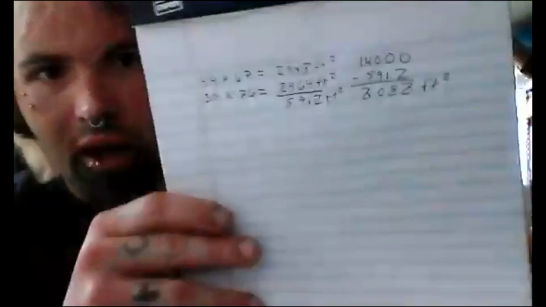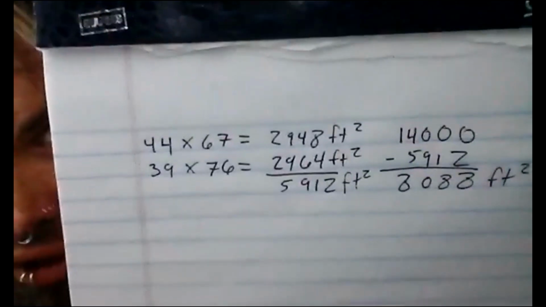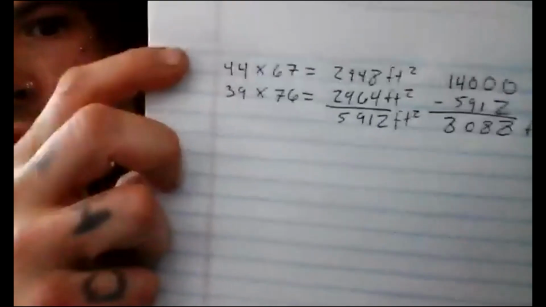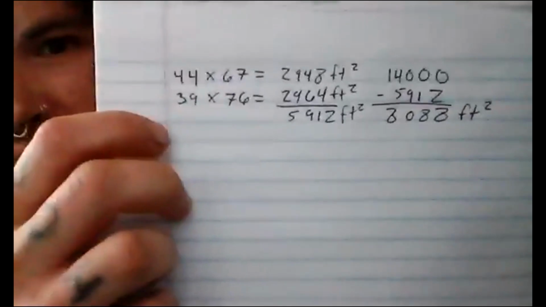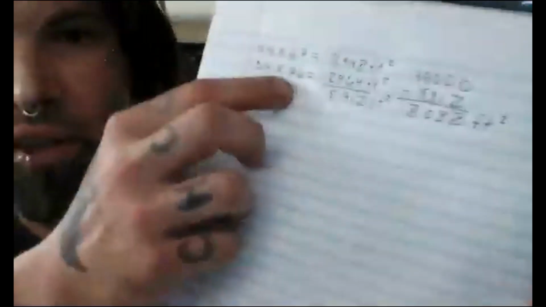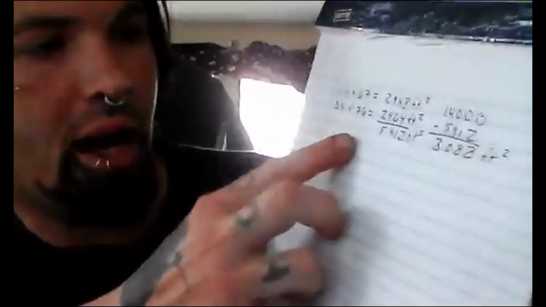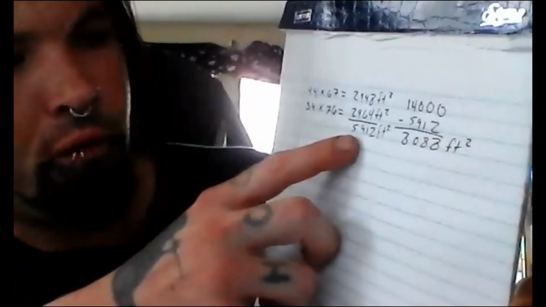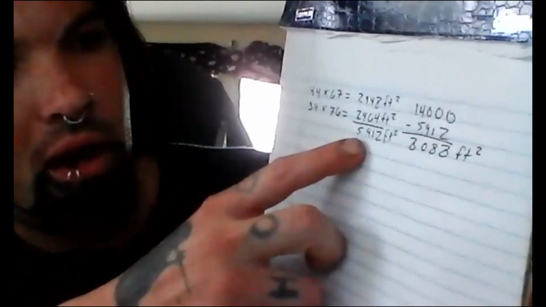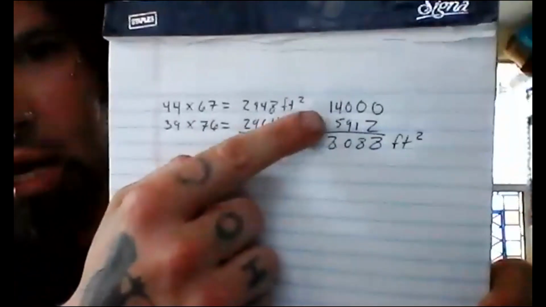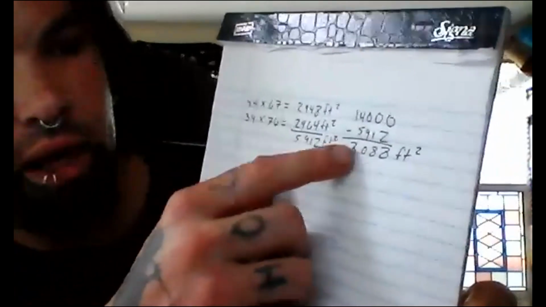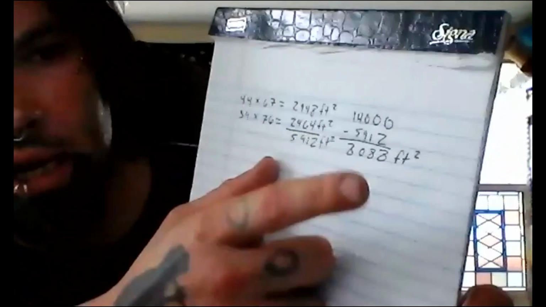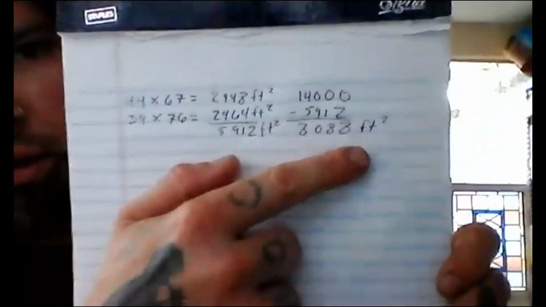There we go. Sorry, not the greatest, but you can see I did the 44 times 67. I have horrible handwriting, I apologize. And then the 39 times 76. I added those together and got 5,912 square feet. Then I subtracted that from the 14,000, and I got 8,088 square feet. Thank you very much.